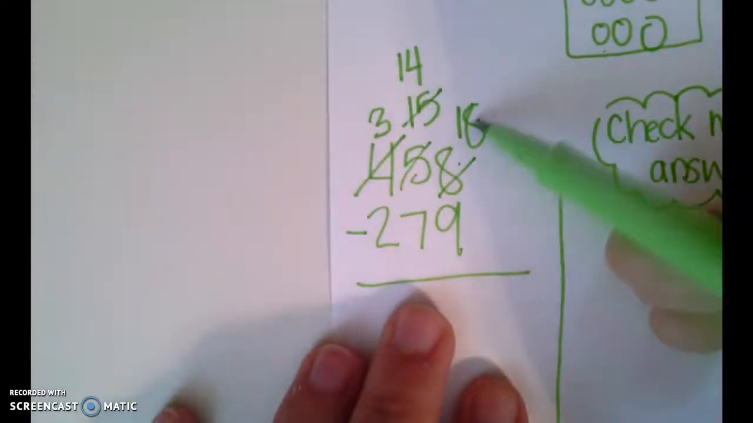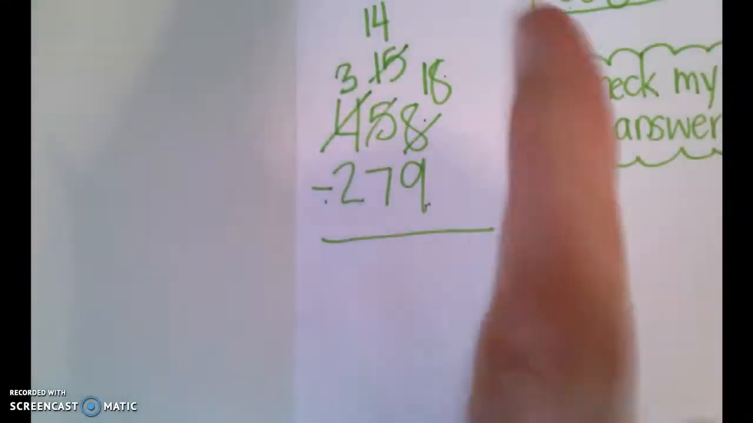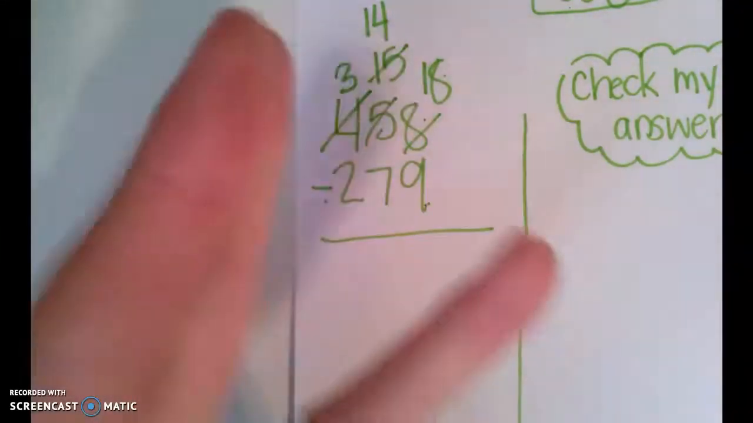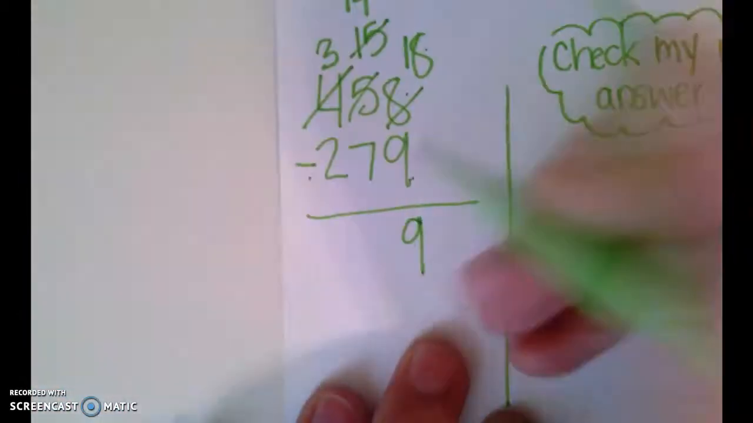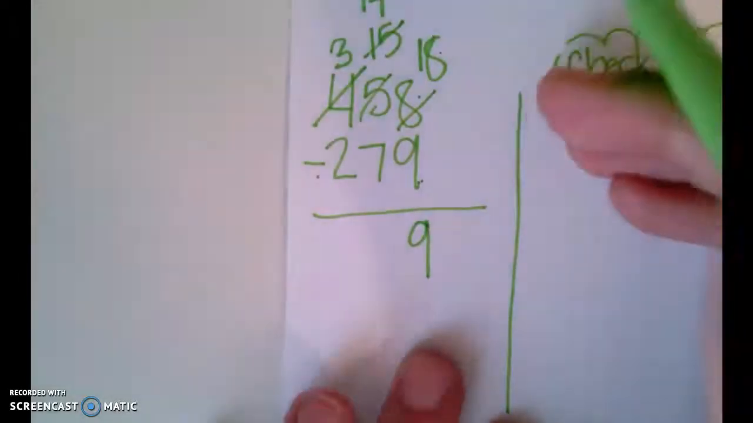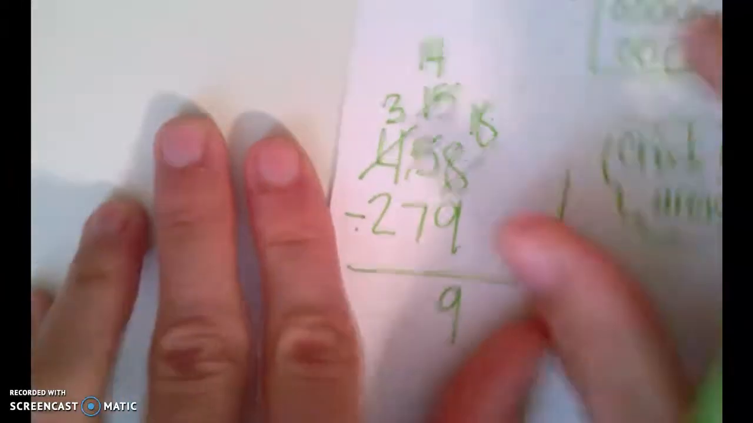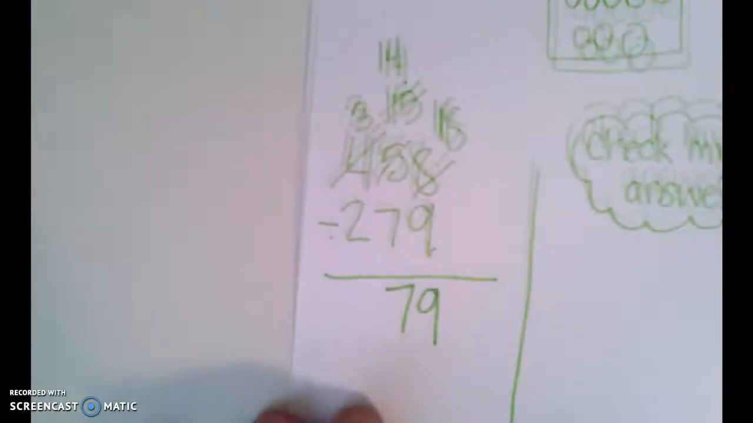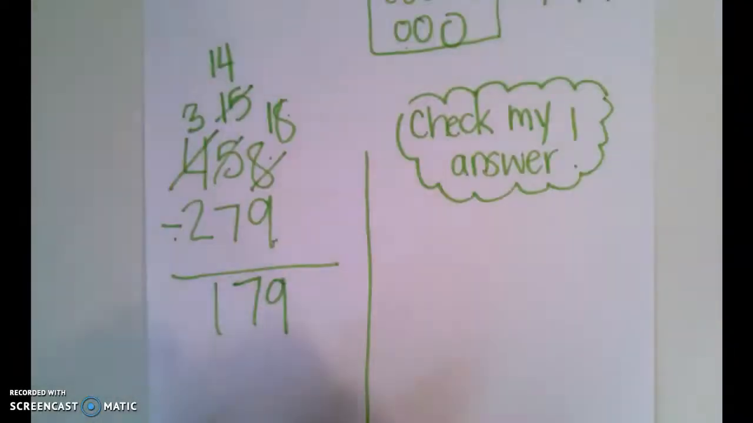What's 18 minus 9? Well, I could pound 9 and count up to 18, or I could subtract 9 from 18. 18, 17, 16, 15, 14, 13, 12, 11, 10, 9. This time I'm going to pound 7 to get up to 14: 7, 8, 9, 10, 11, 12, 13, 14. What's 300 minus 200? 100. There's my answer.